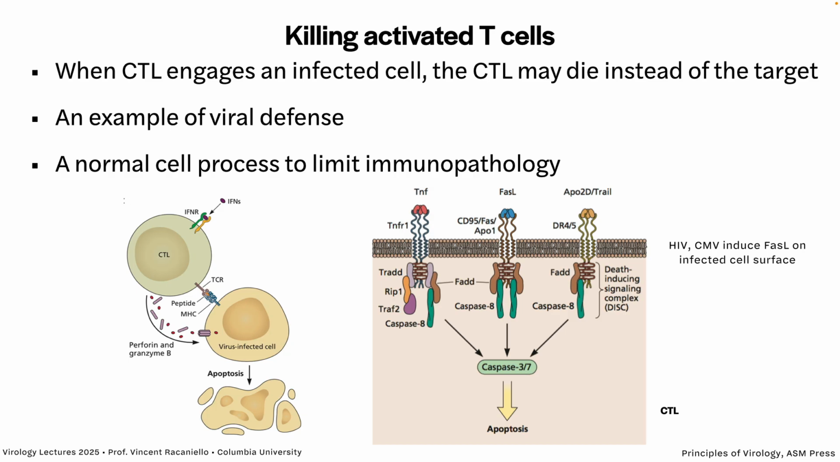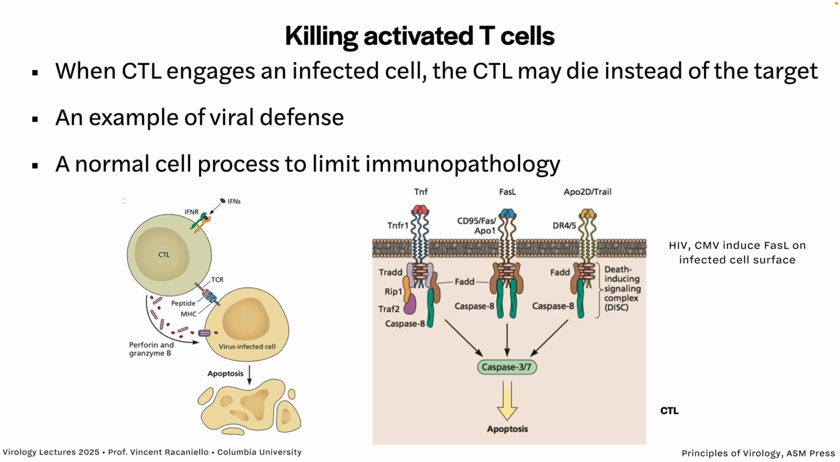And it is done by receptors on the surface of the cell. 3 different receptors shown here: TNF, FAS-L, and TRAIL receptors. And binding of ligands to these receptors induces apoptosis. This is a normal process to limit immunopathology. So you don't want to have T cells, CTLs around all the time, right? So once they're induced and activated and the infection is under control, they're gotten rid of by apoptosis.